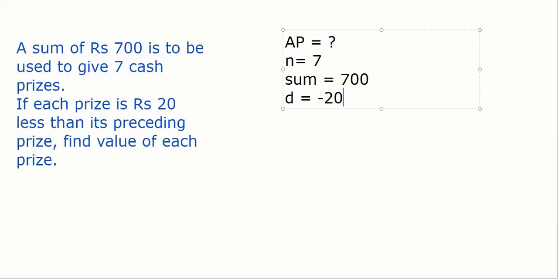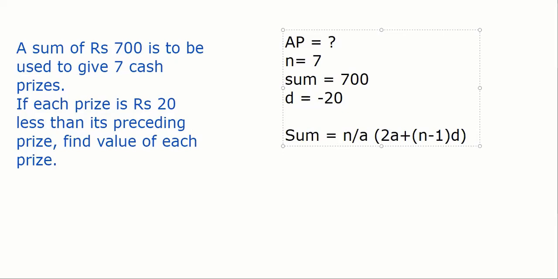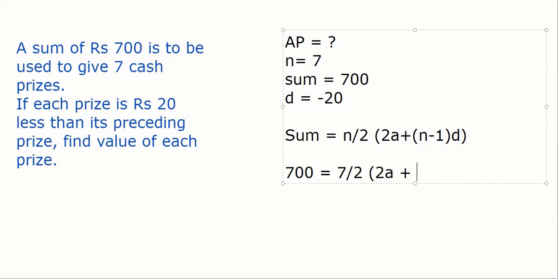We can find out a from the sum. Sn, where n equal to 7. The sum is given by n by 2 into 2a plus (n minus 1) d. Everybody knows this. The sum is 700, so 700 equals 7 by 2, n is 7, 2a we don't know, plus 7 minus 1, which is 6, into minus 20. Okay?